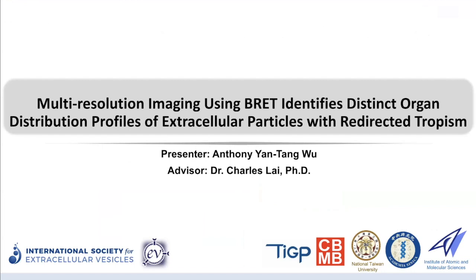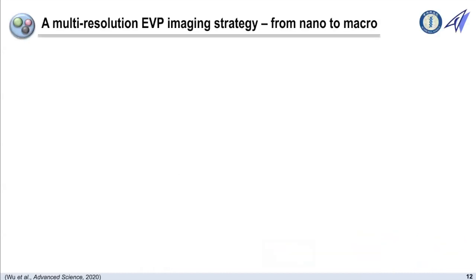So as mentioned by Charles, in this research we want to develop a fusion reporter, an all-in-one reporter that can be used for multi-resolution imaging. And this reporter uses BRET, bioluminescence resonance energy transfer, as the principle to develop it. And later we are going to use this reporter to study redirected tropism from nano to macro.